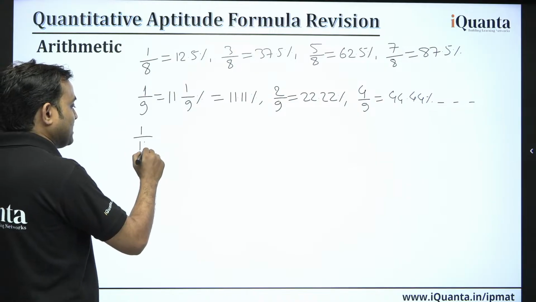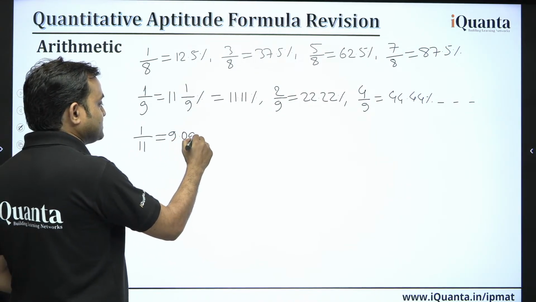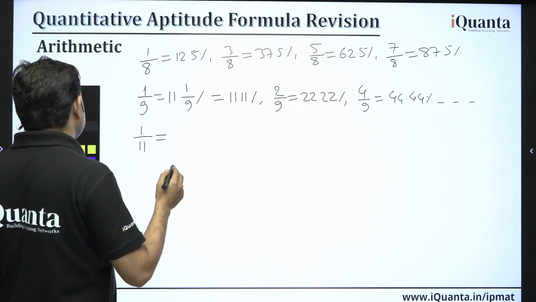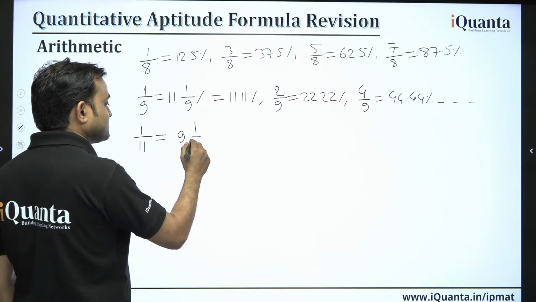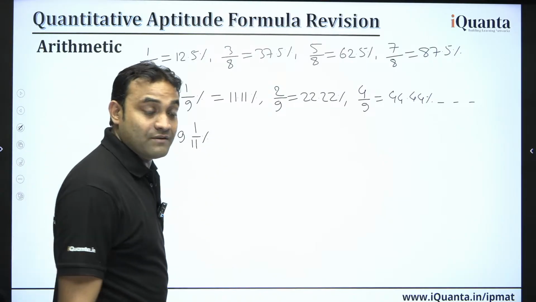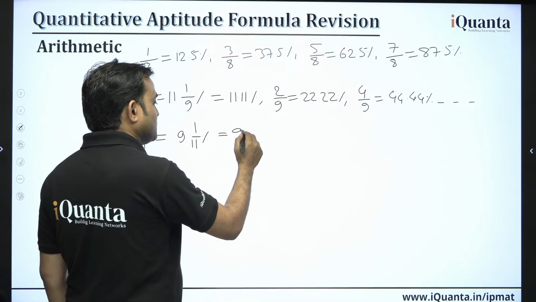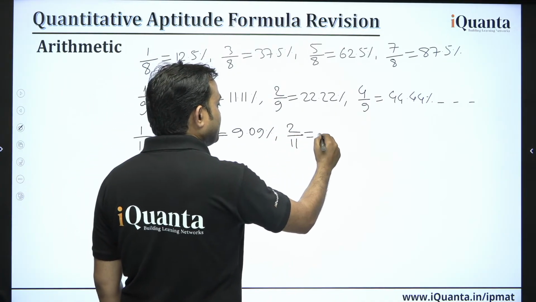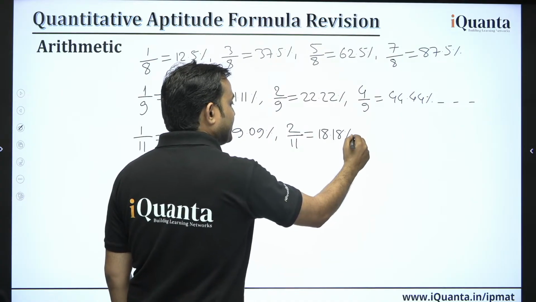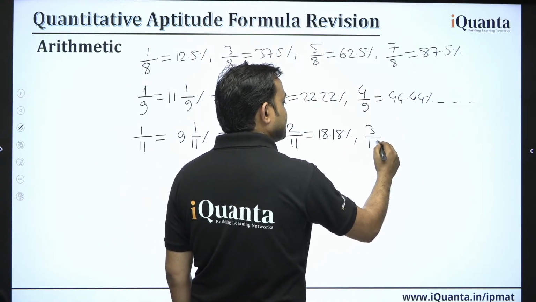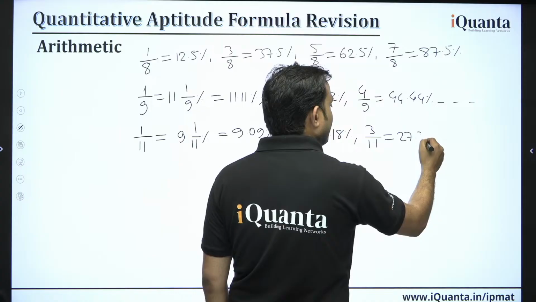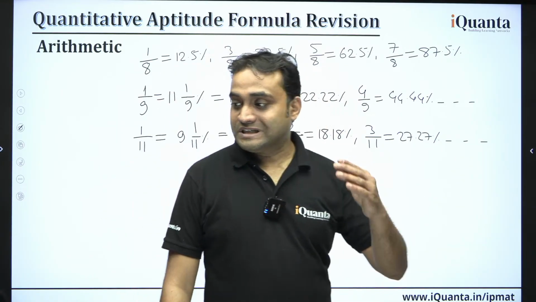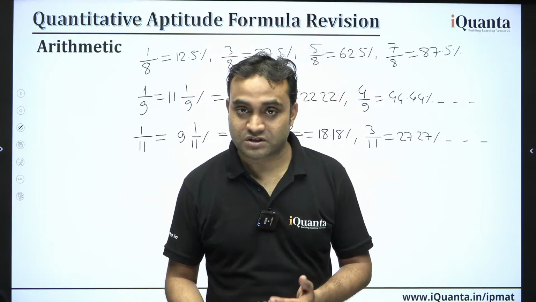Then comes 1 by 11, which is equal to 9.09%, or if we write it in mixed fraction, sometimes you will get the fraction like this, 1 by 11%, which is equal to 9.09%. What is 2 by 11? It will be 18.18%. What is 3 by 11? This will be 27.27%, and so on. So till here, these are important conversions that you should know.